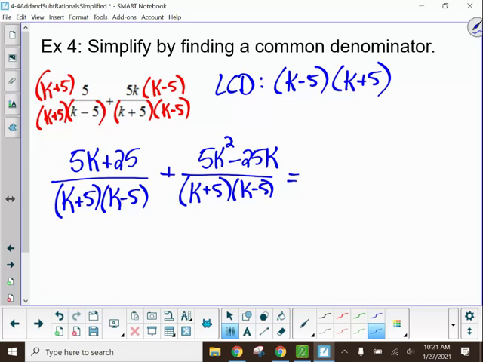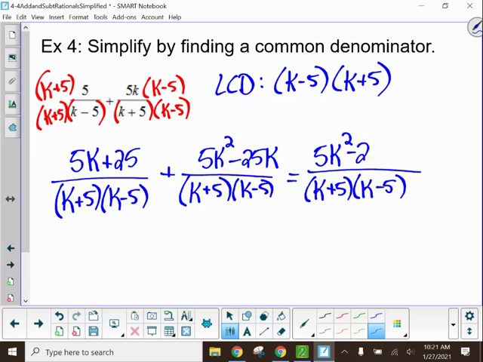And then I can go through and combine my tops together. This is in addition, so you don't need to worry about changing anything to its opposite sign. So on top, I'm going to write these in their proper order, so the square term would go first. There's only one of those. I have a 5k and a minus 25k, which is going to give me minus 20k, and then 25 at the end.